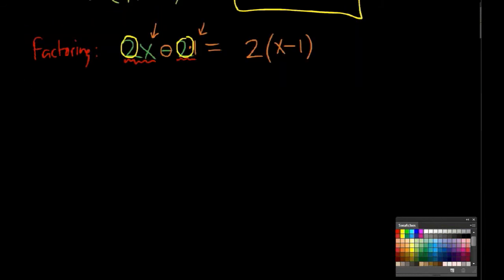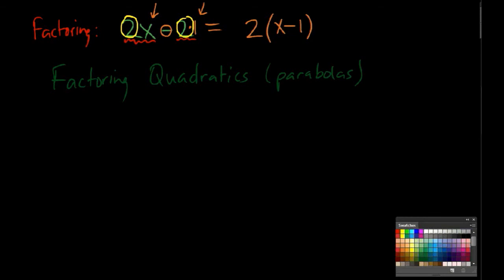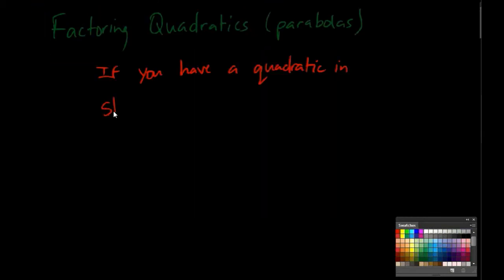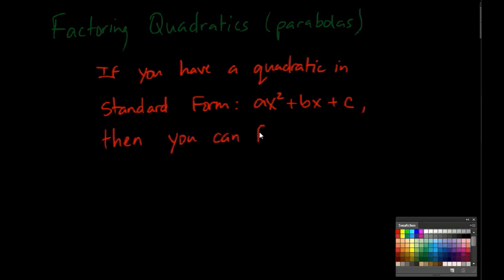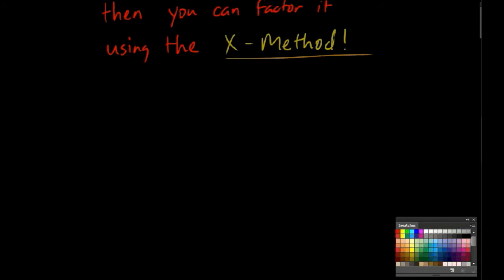Alright. We are going to be using factoring to solve for quadratics, and so we just have some examples to get through that. But first, we are going to do some rules. If you have a quadratic in standard form, and remember standard form is just ax squared plus bx plus c, where a is a number, b is a number, and c is a number, then we can factor it using what's called the x method, and that's what I'm going to show you here.